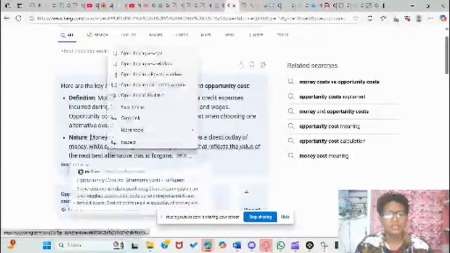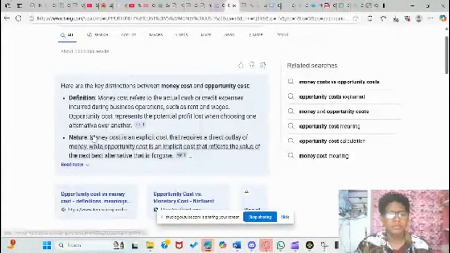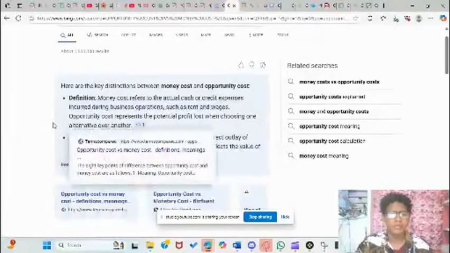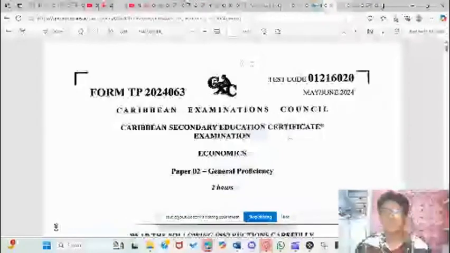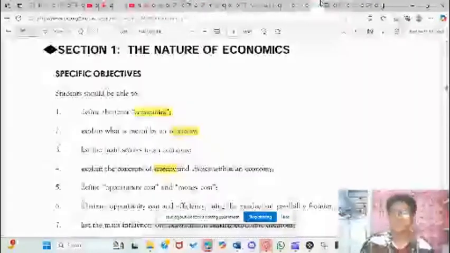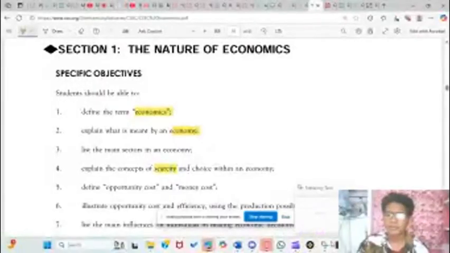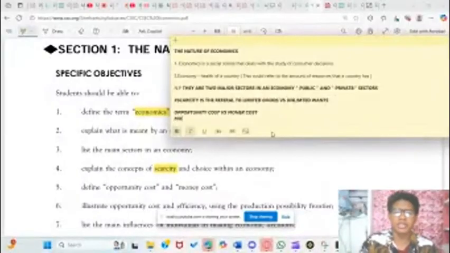So let's see. Let's put this in our notes. Let's go back to the syllabus documentation. So money cost, let me just put that down. Don't have to put it in bold. Money cost.